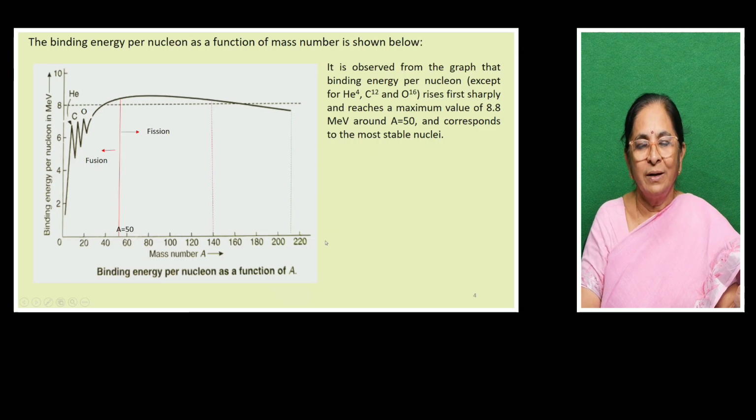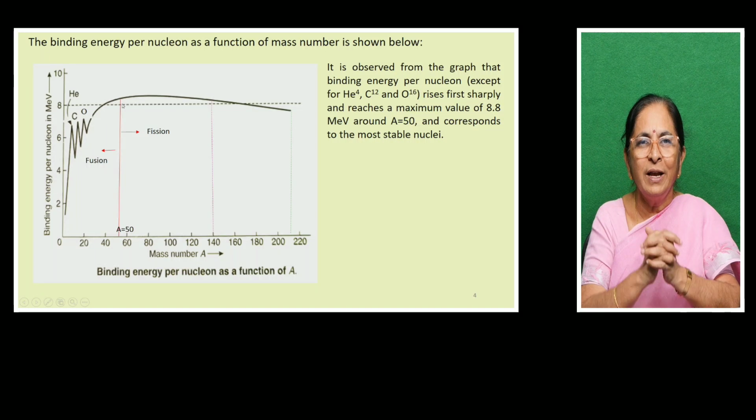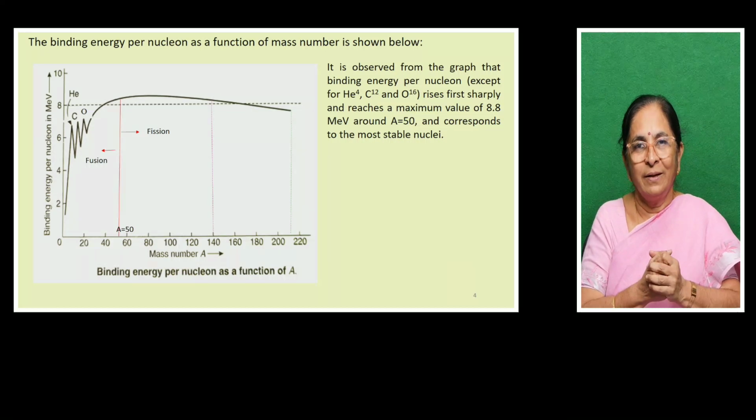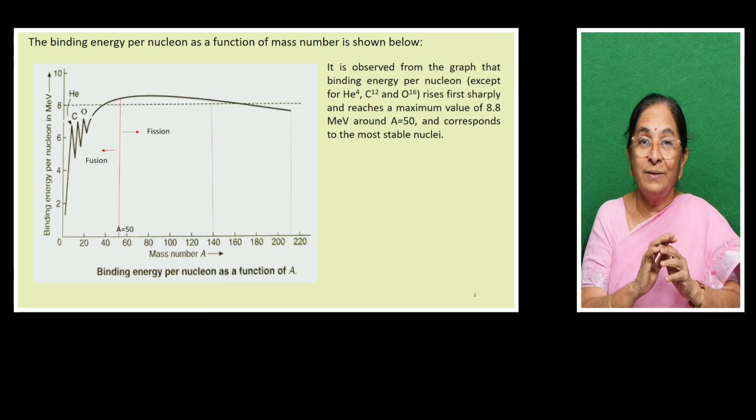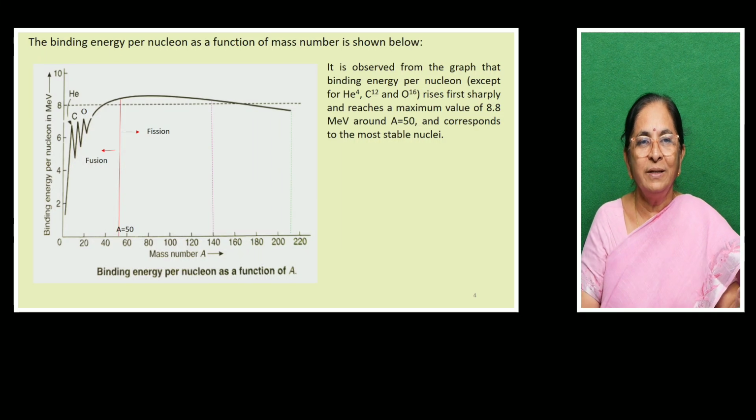So many elements are there in the periodic table. If we refer, more than 108 elements are there. Among them, the element which has mass number 50 has a maximum binding energy. So binding energy is very high, meaning its stability is very high. If you want to break the nucleus, it's not that easy because binding energy is very, very high. So binding energy becomes maximum when A becomes 50.